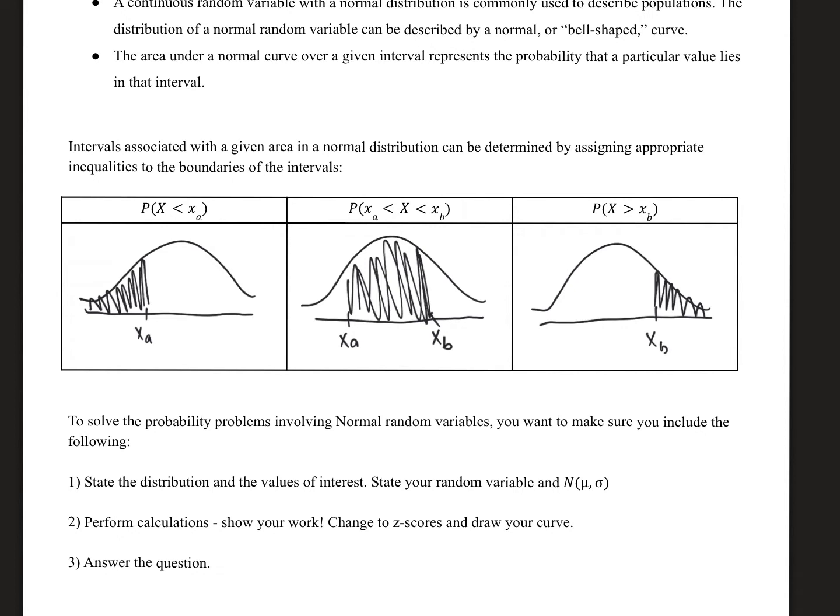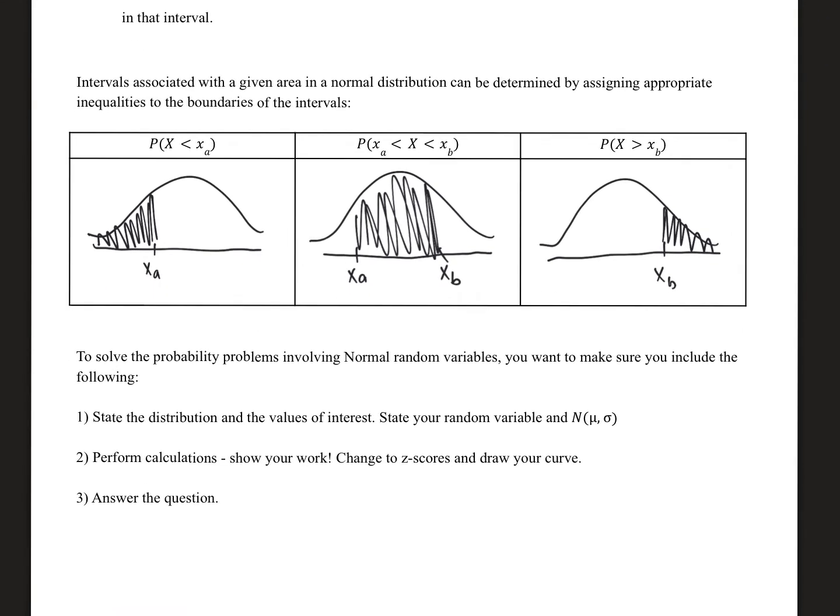So when we're solving probability problems using normal random variables, we're going to build upon this in later sections and chapters, so it's important we include a few things. So the first thing we're going to do is state the distribution and the values of interest. So what that basically means is we're going to state the probability we're trying to find. We are going to make sure we show all of our work when we're performing our calculations, and then lastly we're going to answer the question.